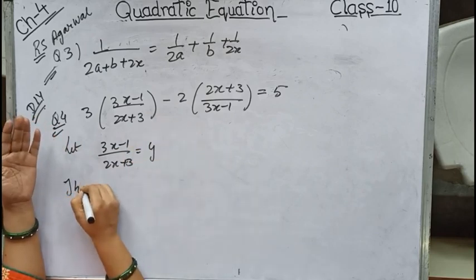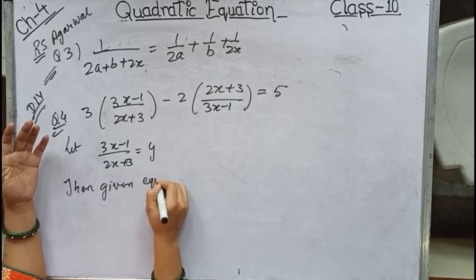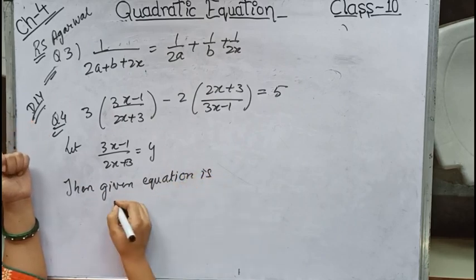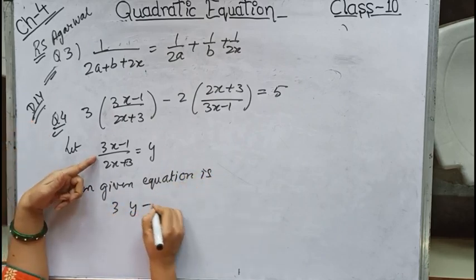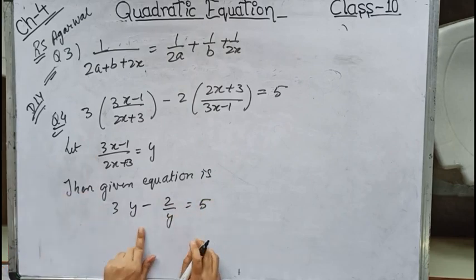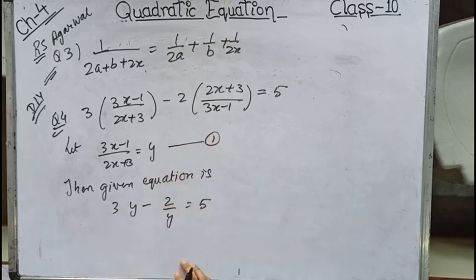Then the given equation is 3y minus 2 by y equals 5. Now this equation we will solve, and after that by substitution in equation number 1 we will get the value of x. So let us solve it. This implies 3y square minus 2 equals 5y.